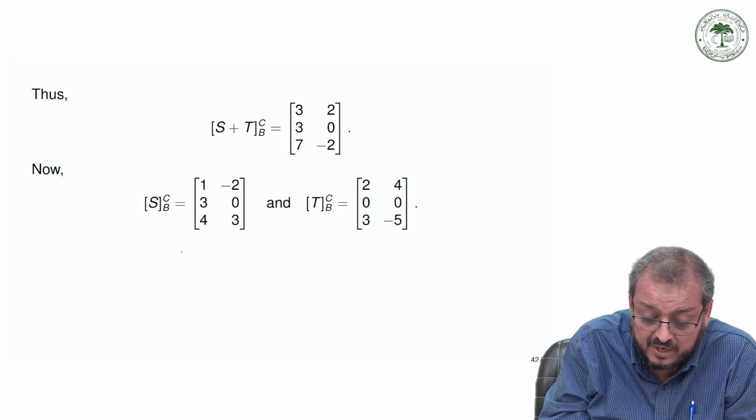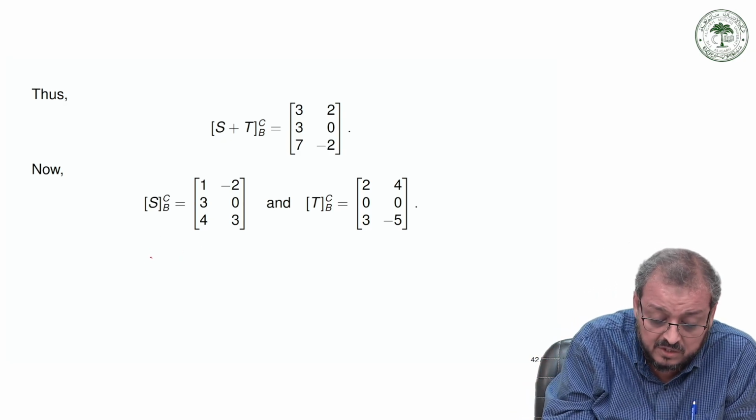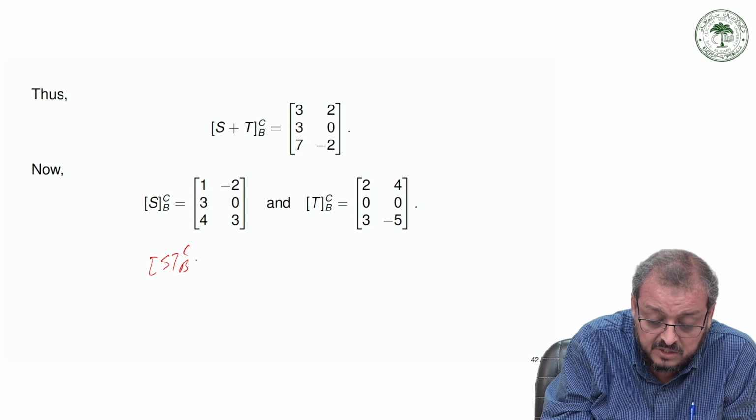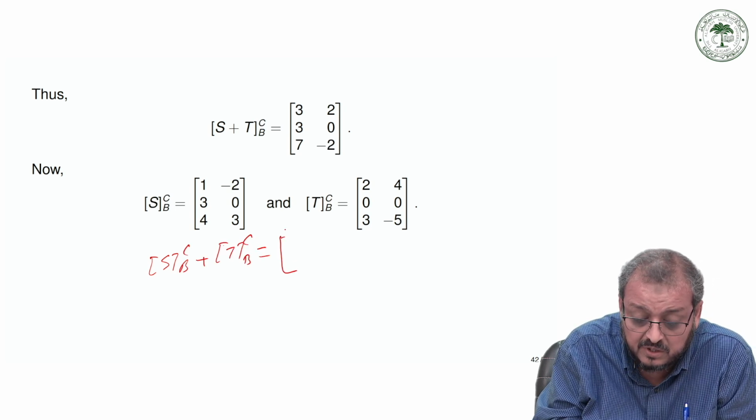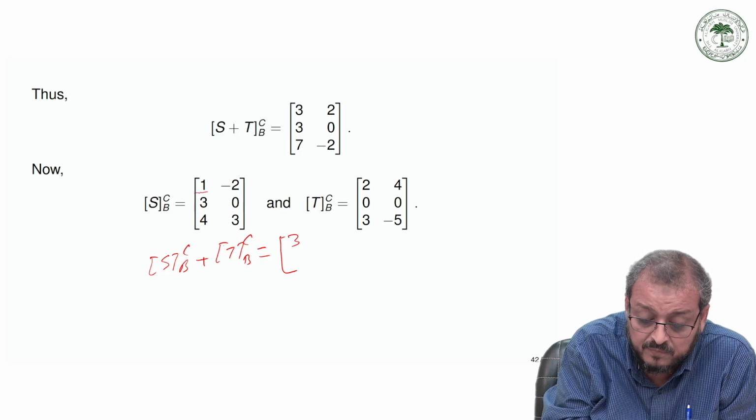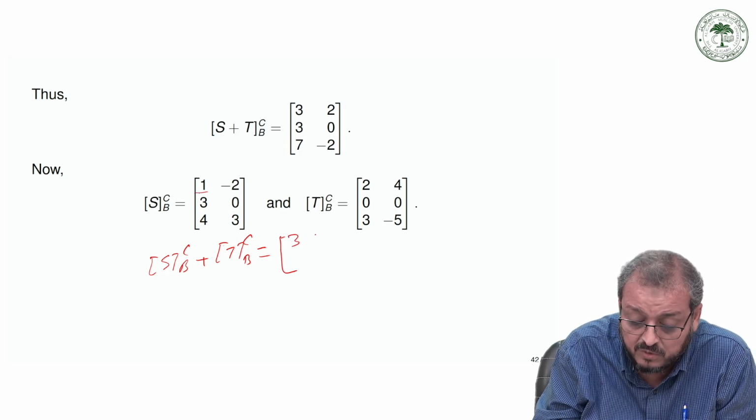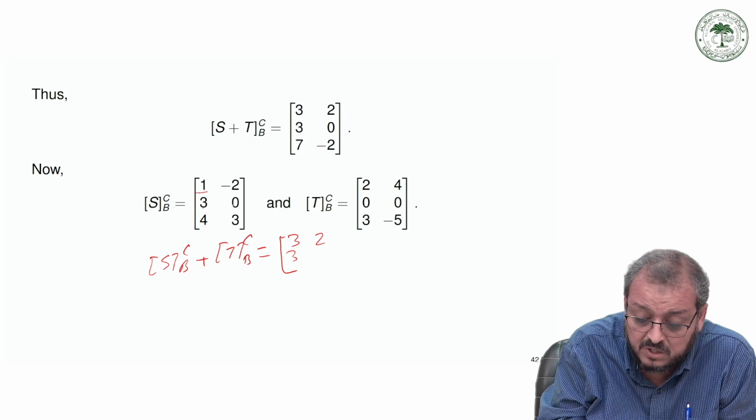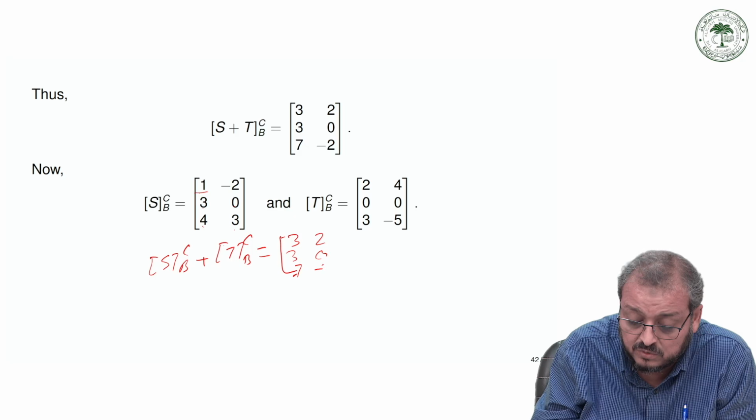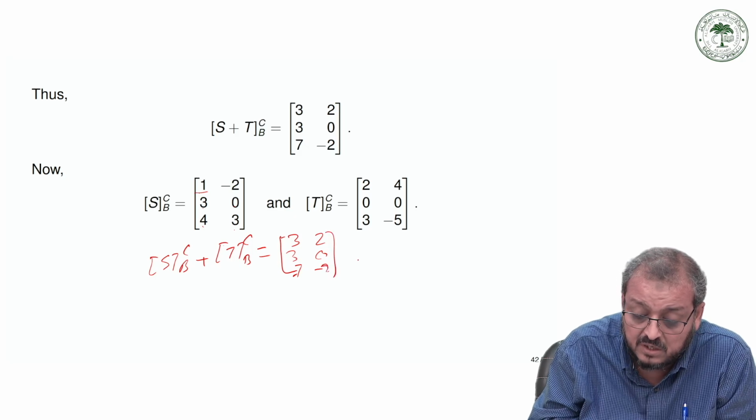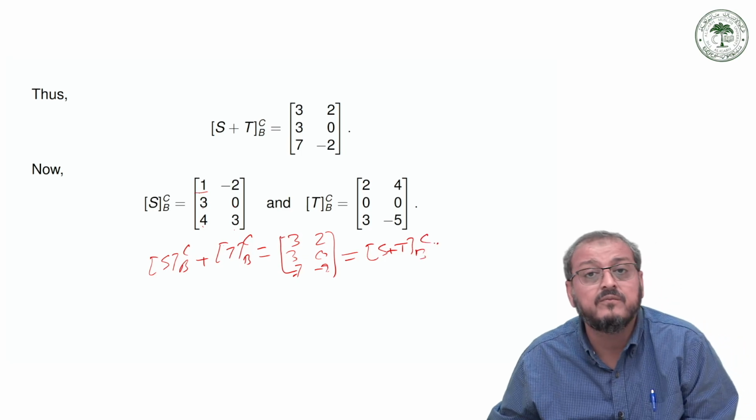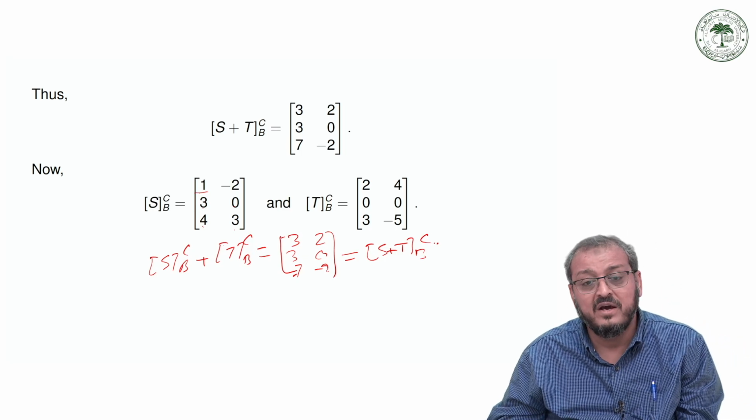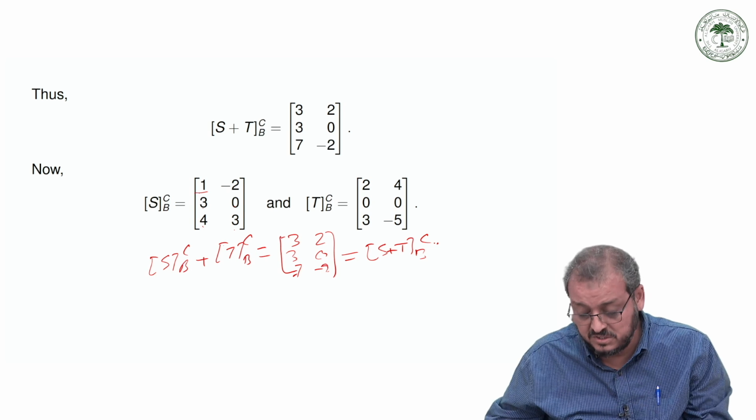And now if we add these two, we take S of B and C plus T of B and C, which is equal to the matrix this plus this: 3, minus 2 plus 4 is 2, 3 plus 0 is 3, 0 plus 0 is 0, 4 plus 3 is 7, 3 plus minus 2 is minus 2, and this is the same as S plus T corresponding to B. So that's why we verified that the result is true in this case also.